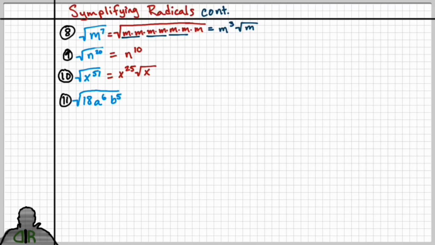So we've got the square root of 18 times a to the 6th times b to the 5th. So let's take care of the 18 first. What are the numbers that we could multiply to get 18? Well, you could do 2 and 9, and then the 9 could be 3 times 3, so we'd have 2 and 3 and 3, and then a to the 6th and b to the 5th.